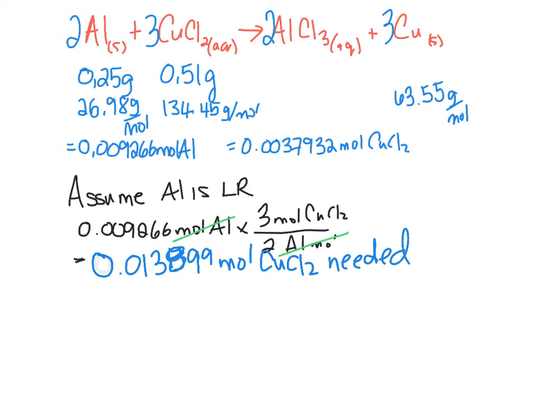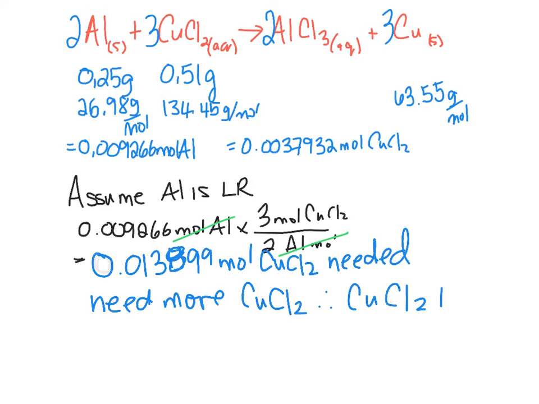If you were correct, then this number would be smaller than this number. And you would have extra copper 2 chloride left over. So you only have to do the calculation once, you just have to have a statement. Okay. So you compare. So, need more CuCl2, therefore CuCl2 is the limiting reagent.